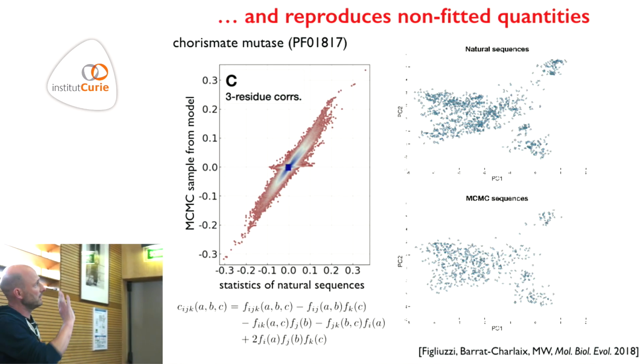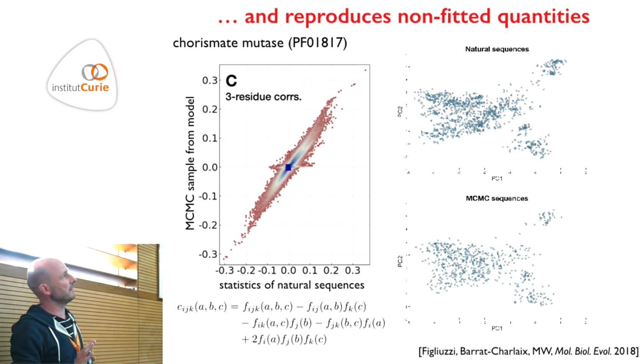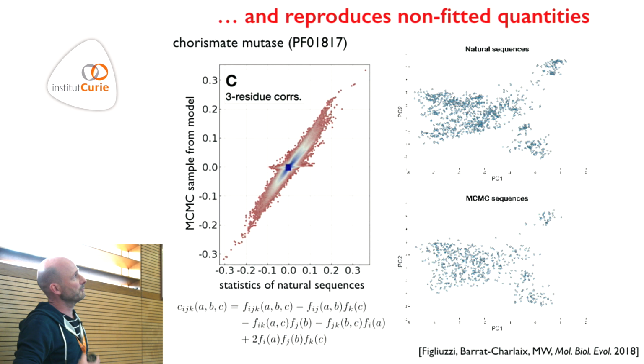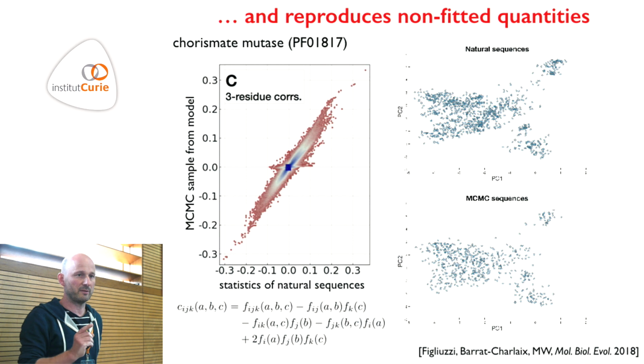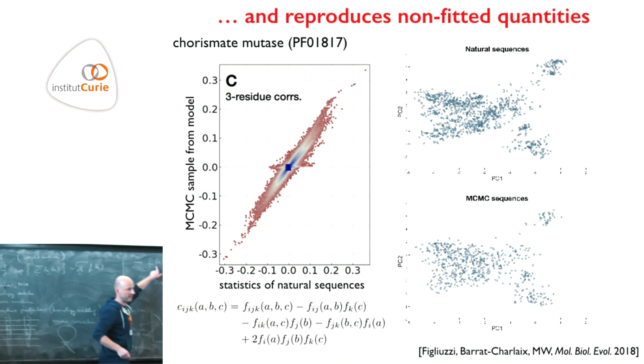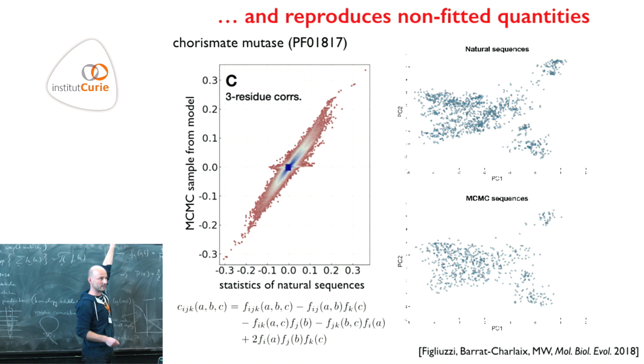And here, that's what I still find extremely amazing, and I still have problems believing what I show you here. This is tested for several protein families. For instance, this is a 3-residue correlation, which takes the joint occurrence of 3 residues and takes a part which is not easily explainable via pairs. So it's a connected correlation function. And you see they are extremely well reproduced by the model. The model has never seen these observables. It has just seen the pairwise ones, but it reproduces the triplets.